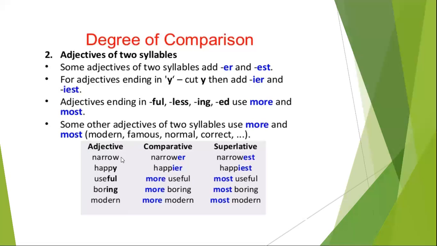Narrow is an adjective. So while writing in comparative, we should add er: narrower. In superlative, narrowest. Then happy. If the adjective ends with y, you should cut y and add ier in comparative and iest in superlative. For adjectives ending in ful, you should add more: useful, more useful in comparative, most useful in superlative. Then ing, if the adjective ends in ing, we should add more: boring, more boring in comparative and most boring in superlative. Then modern, more modern, most modern.